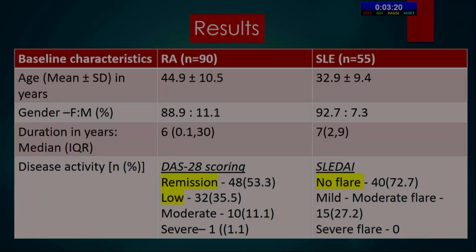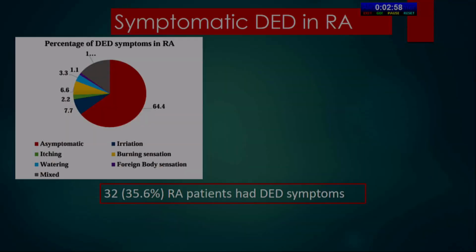Coming to the results, in the RA group, the mean age of the population was 44 years, and in the SLE group, it was 32 years. And in both the groups, the majority of the population were females, and the median duration of the disease was 6 years in rheumatoid arthritis and 7 years in SLE. For disease activity, in both groups the majority of the population were in remission or low disease activity in RA and no flare in SLE.